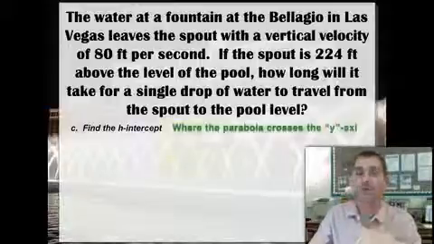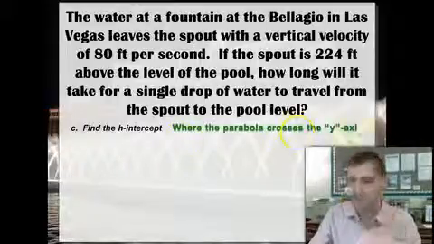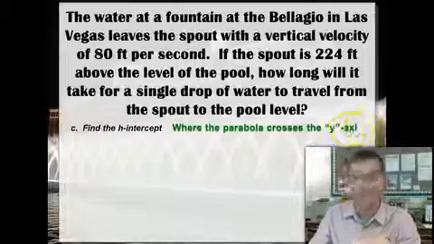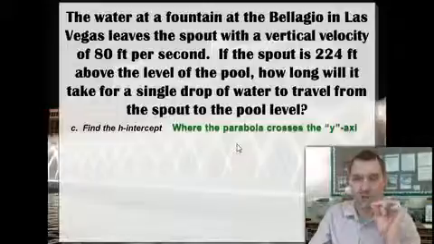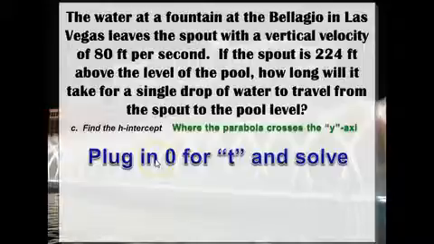The h-intercept is nothing more than where the parabola crosses the y-axis. I should say axis. So the h-intercept is where the parabola crosses the y-axis. How do you find that? You plug in 0 for t, and then simply solve it for h.